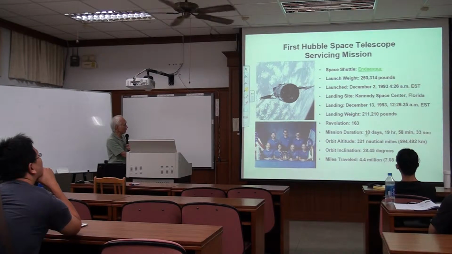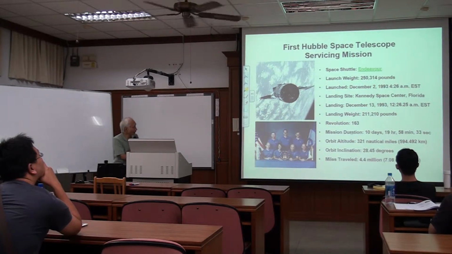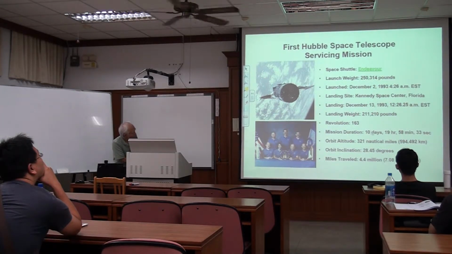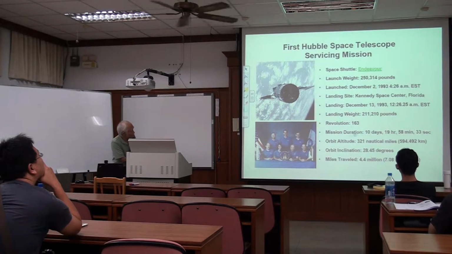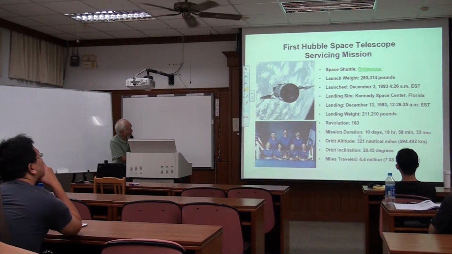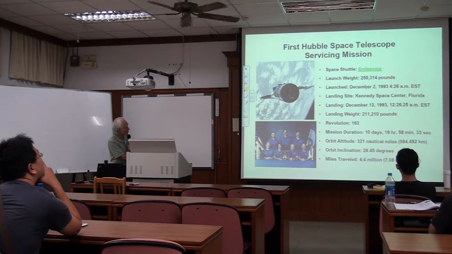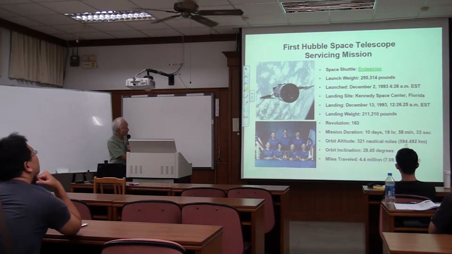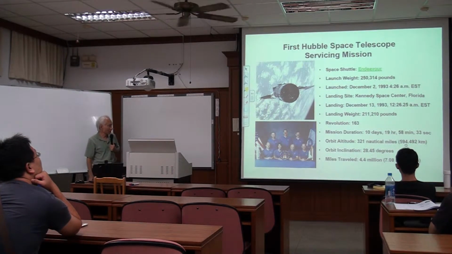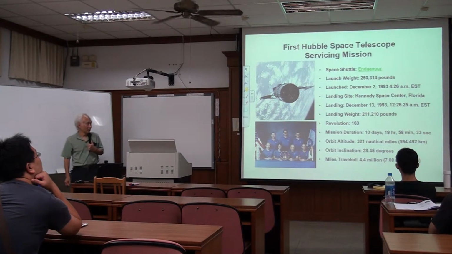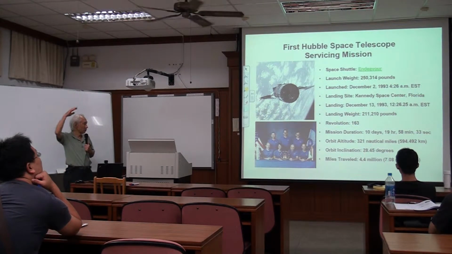The Hubble designed to be... that's mission duration. That's not the Hubble life. The Hubble life will be more than 10 years. But the mission duration for the shuttle is 10 days. So December 13 minus December 2nd is about 10 days. All right, and then the orbit altitude is about 500 to 600 kilometers. That's how high the shuttle goes.